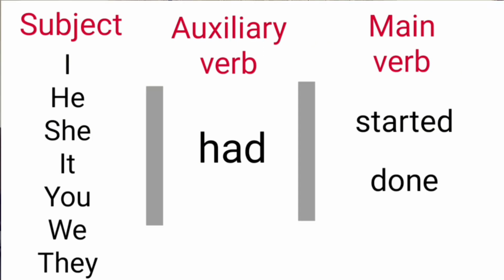Look at the formation of some sentences in past perfect tense. Here, different subjects are given, then auxiliary verb had and the main verb started or done, where started is a regular verb and done is an irregular verb. Now, different sentences can be I had started, she had done, you had started, we had started, or they had done. Here, you can see that auxiliary verb had is used with all the subjects and any of the main verb can be used here.